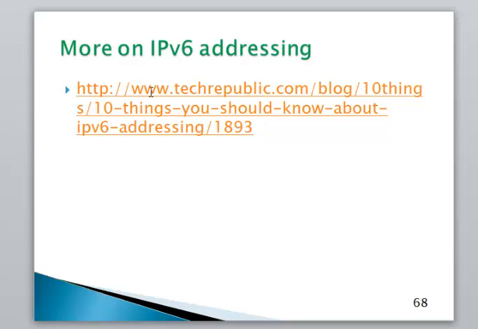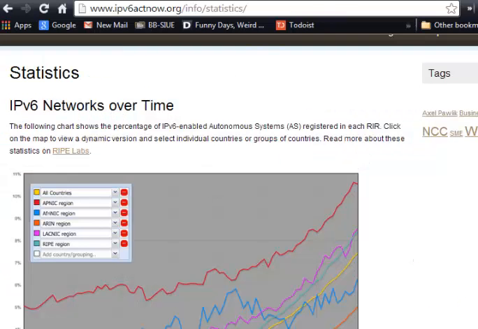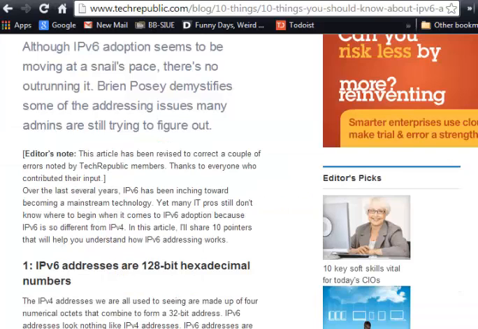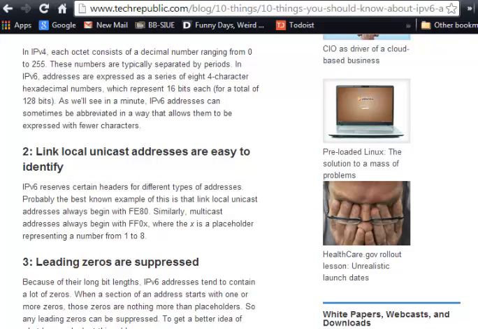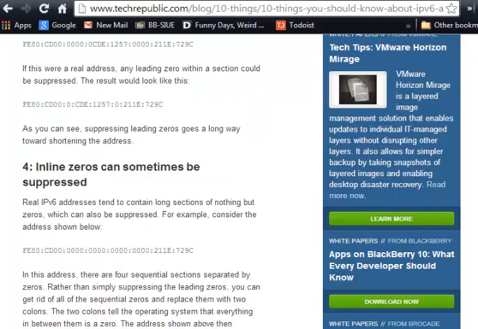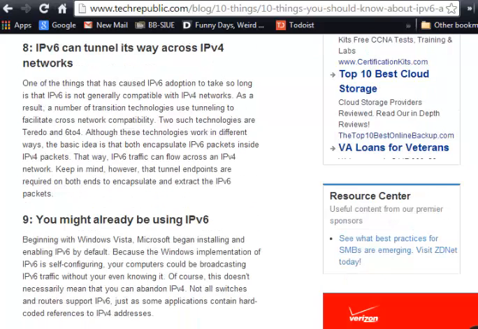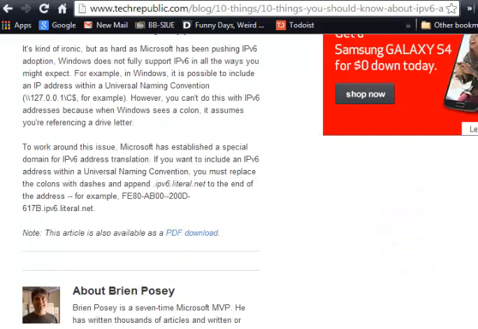I get a lot of good information from techrepublic.com. I don't know if this is a web page you keep up with, but if you're getting into networking, it has some crap out there too, but there is some good stuff as well. There's a good list out here of 10 things you should know about IPv6. It uses hexadecimal. The link local unicast address is easy to figure out. We talked about leading zeros in class that are suppressed, and just the notation. Inline zeros can sometimes be suppressed depending on where they are. There's some good info in here to check out.